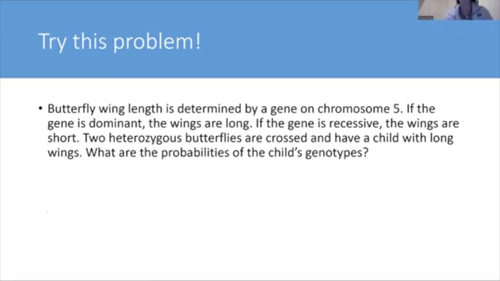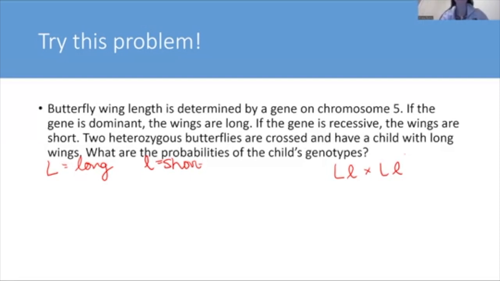So let's draw some stuff out. So I know that I'm going to do big L is my dominant one, and this is long wings. And then I'm going to do little l is recessive, and this is going to be short wings. In the problem, I tell you that we're crossing two heterozygotes. So that means that we have big L little l and big L little l, because remember, heterozygote has one dominant and one recessive.